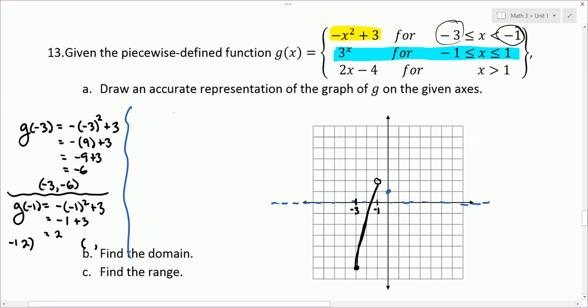If you plug in the value 1, which we're going to need, we get 3 to the power of 1, which is 3. So 1, 3 is a point. If we were to plug in -1, which again we need, it's another endpoint, we get 3 to the power of -1, which is 1/3. And this one we're going to have to graph because that is an endpoint. So -1, 1/3, right there.